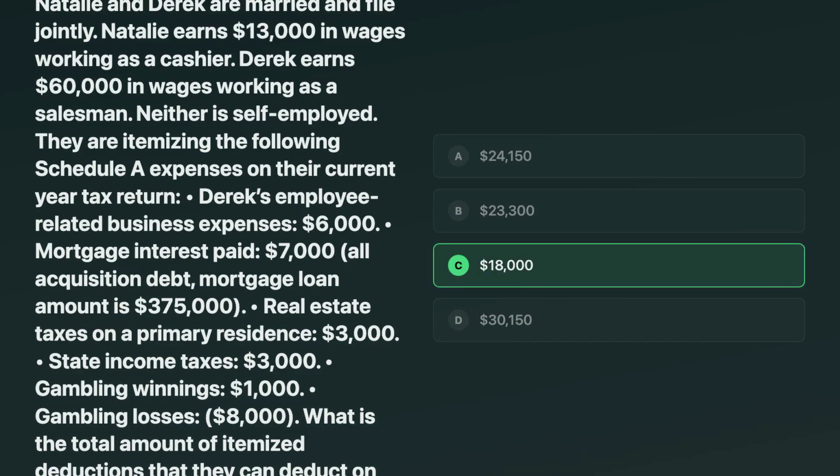The correct choice given is $18,000. Here's how you should reason. Employee business expenses are miscellaneous itemized deductions and are not allowed under TCJA rules. Mortgage interest is fully deductible here at $7,000. SALT is real estate plus state income tax, so $6,000 under the cap. Gambling losses are only deductible up to winnings, so $1,000. The tempting wrong move is deducting the full $8,000 of gambling losses.